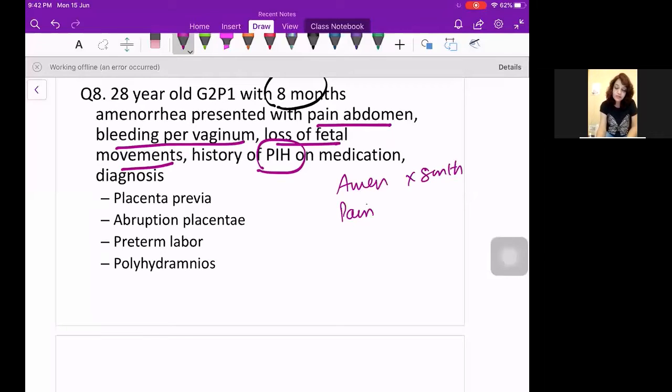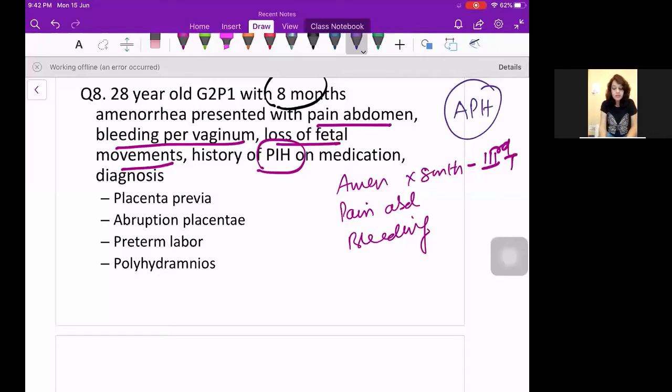She presented with pain abdomen and bleeding. Third trimester bleeding, so it has to be APH, antepartum hemorrhage. Now, is it placenta previa or is it abruptio placentae? In case of placenta previa, there is no pain. Plus PIH has no direct relation with placenta previa. Whereas in PIH, there is vasoconstriction and premature separation of a normally situated placenta. So there is internal bleeding.